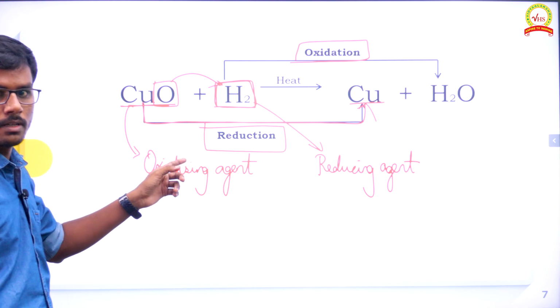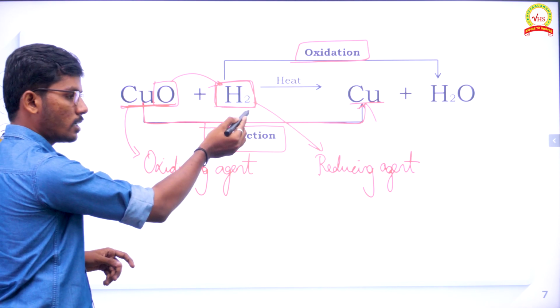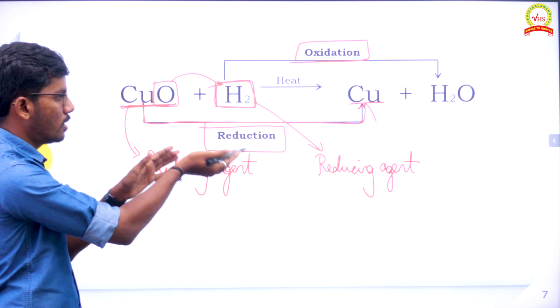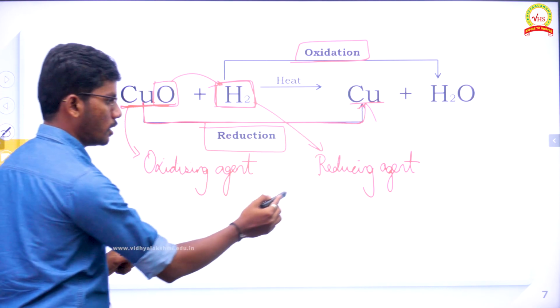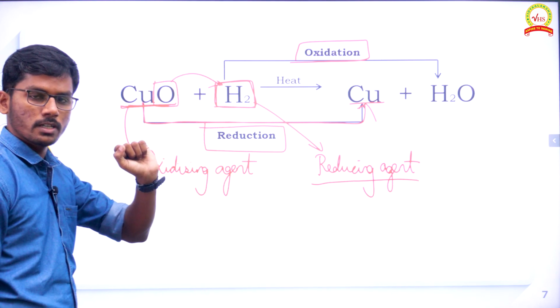Okay, I'll just give a recap again. This copper oxide is donating its oxygen atom to hydrogen. So it is oxidizing the other reactant or the other substance, but itself is getting reduced. This is in accordance with oxidizing agent. If you see reducing agent, what is the definition of reducing agent that we learned?